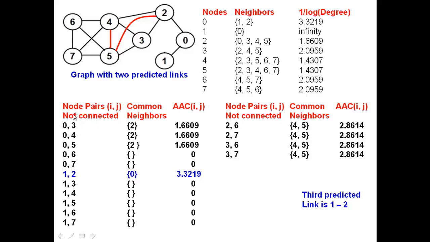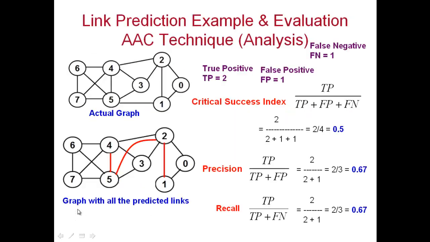Again, find the common neighbors for all the node pairs that don't have a link. For 2, 6, for example, 2 has 0, 3, 4, 5 and 6 has 4, 5, 7. So 4 and 5 are the common neighbors. Now using the 1 over log degree values of these common neighbors, find the ASU score. For node 0 it is 3.3219. For node 2 it is 1.6609. For 4 and 5 put together, 1.4307 plus 1.4307 is 2.8614. The largest among these is 3.3219, and that is for the node pair 1, 2. So the third link is predicted between 1 and 2.